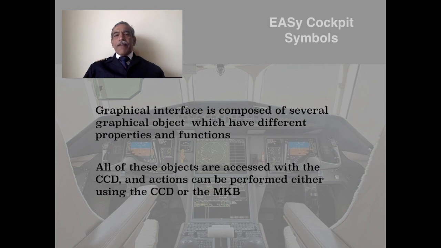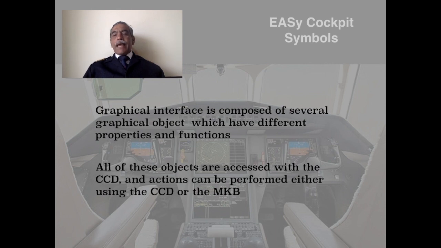There are several graphical interface elements in an easy cockpit. The graphical interface is composed of several graphical objects and have different properties and functions. They behave in a variety of ways depending on what the need of the information flow. All these objects are accessed with the cursor control device. That means you use the trackball to place the cursor and then select.